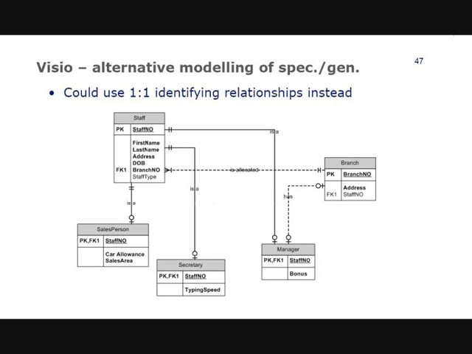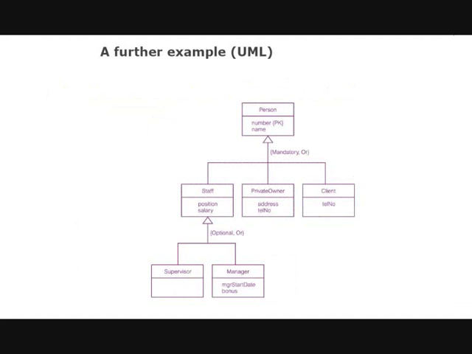Another example of something like that is that we might have a person, if we use the UML notation, and a person might be a staff, a private owner, or a client. In that case, every person is going to have a number, which is going to be the identifier, and a name. But if they're a staff, they might also have a position and a salary. If they're a private owner, they might have an address and a telephone number. If they're a client, they might only have a telephone number.